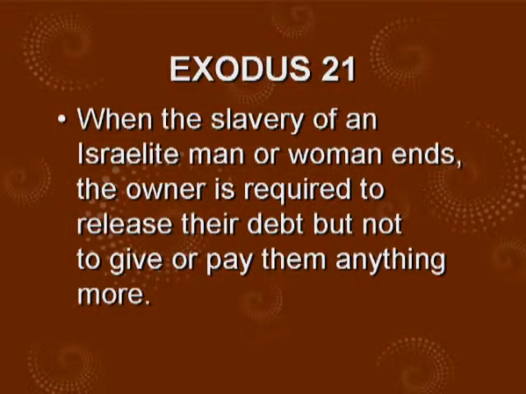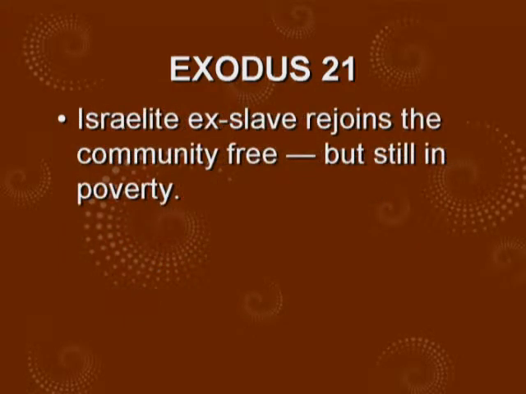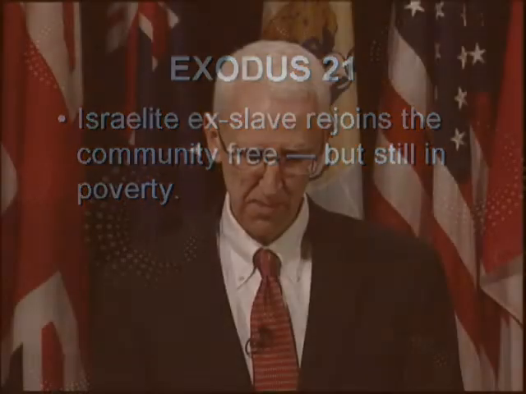Verses 2 to 6 and 7 to 11 share an important feature. When the slavery of an Israelite man or woman comes to an end, the Israelite slave owner is required to release their debt, but not to give or pay them anything more. An Israelite ex-slave, whether male or female, thus rejoins the community as a free man or woman, but in the same financial condition, poverty, that probably led to their slavery in the first place.